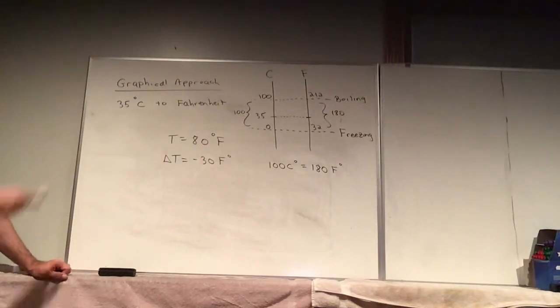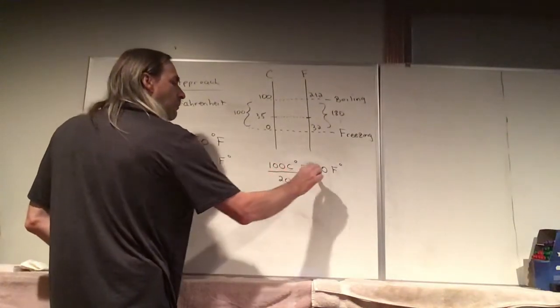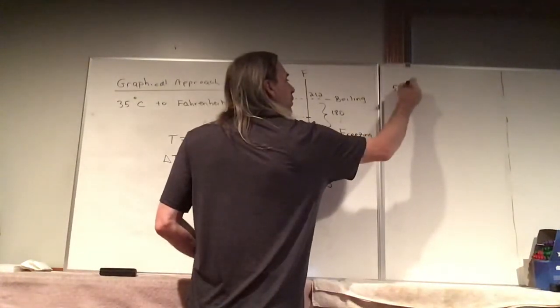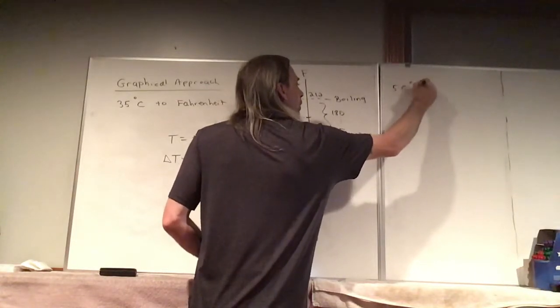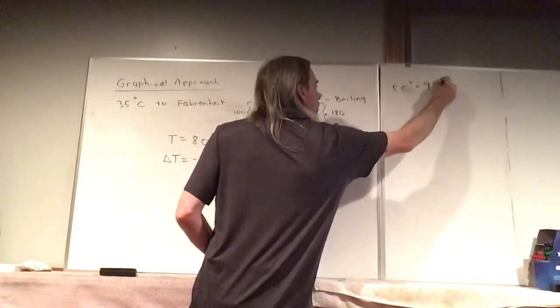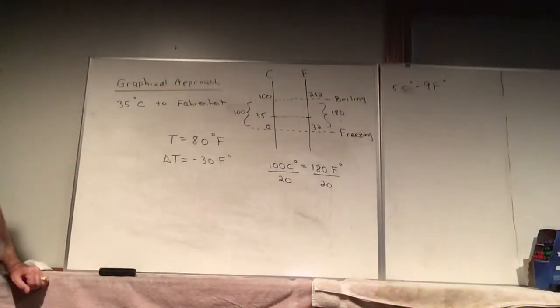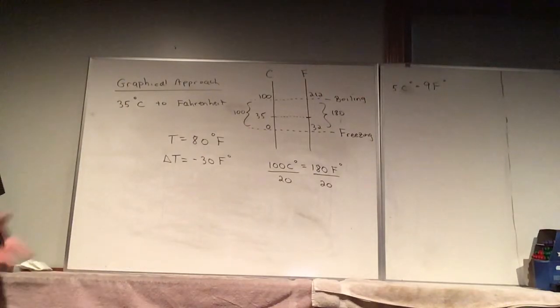So, yeah, this is a nice conversion factor between these two temperature scales. And there's a common factor of 20. So if we divide each by 20, we can say 5 Celsius degrees is equal to 9 Fahrenheit degrees. 100 divided by 20 is 5. 180 over 20 is 9. Okay.